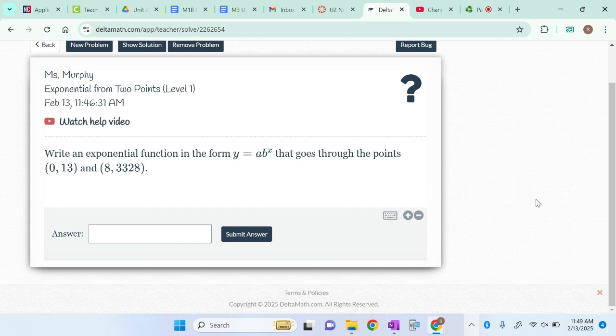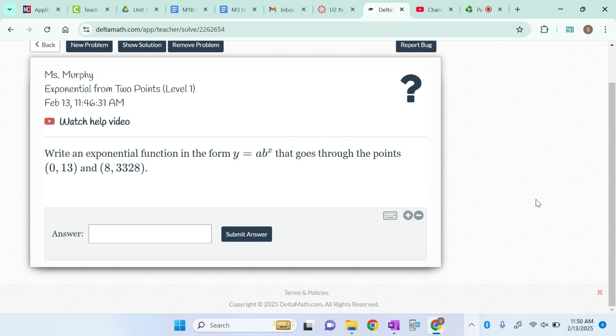It took 8 steps to get from 0 to 8, so it should take the same amount. So we have 1, 2, 3, 4, 5, 6, 7, 8 steps to get from 13 to 3328. And for each of those steps, we're multiplying by the exact same number. So in reality, that number multiplied 8 times would give us 256. In other words, we're looking for a number raised to the 8th power that equals 256. Let's call this number B because we're trying to find the B value.